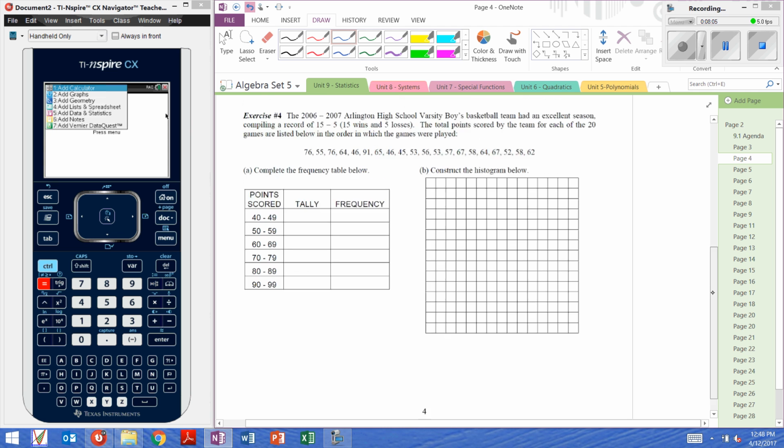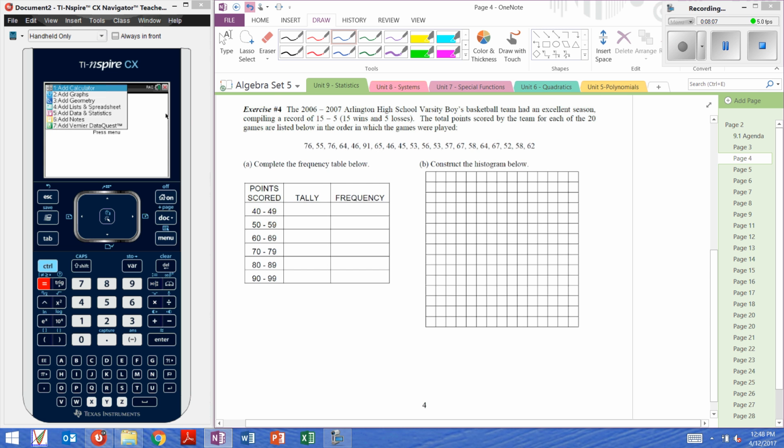All right, moving on to exercise number 4. It says the 2006-2007 Arlington High School varsity boys basketball team has an excellent season, compiling a record of 15-5. So 15 wins, 5 losses. The total points scored by the team for each of the 20 games are listed in the order in which the games were played. Well, when they give us this data, what we have to do is organize this data. And we can definitely do that.